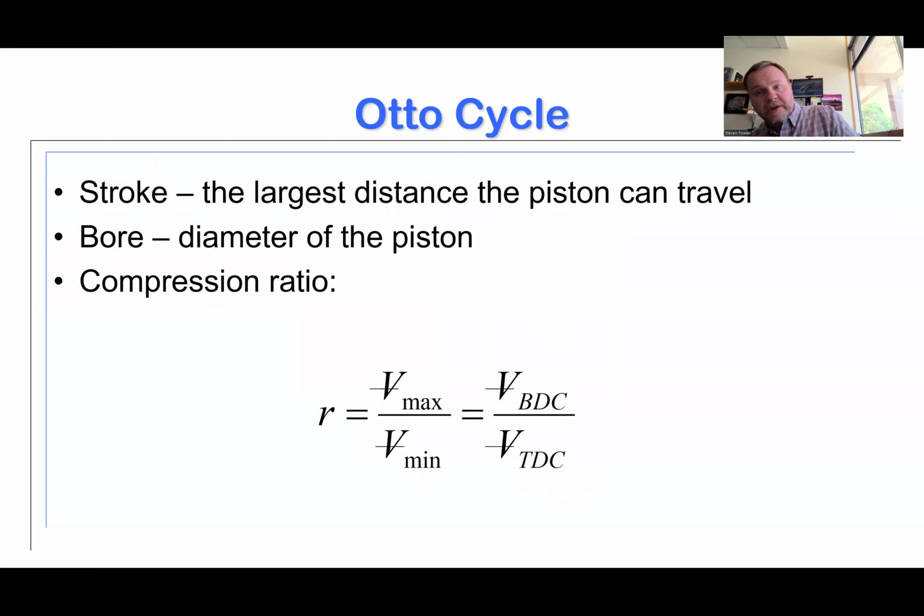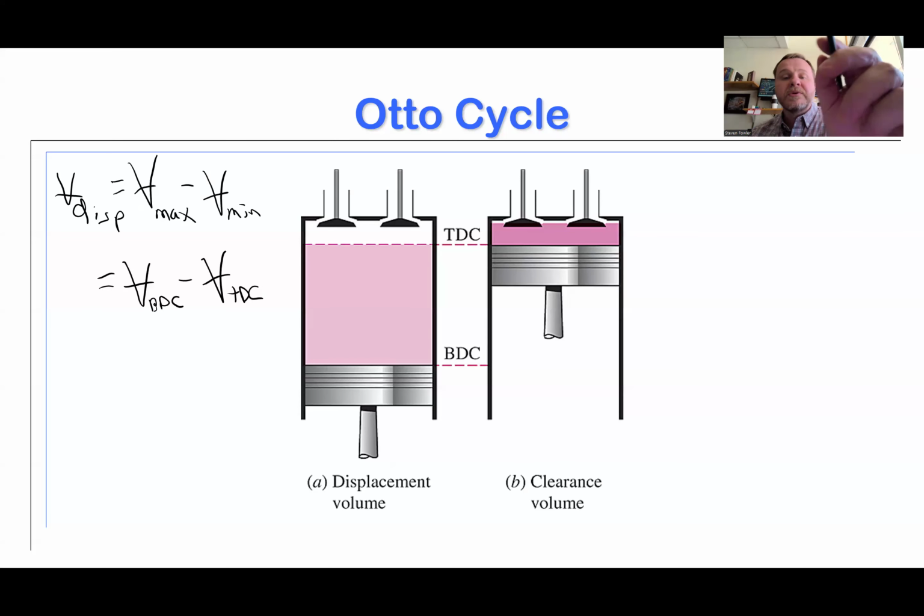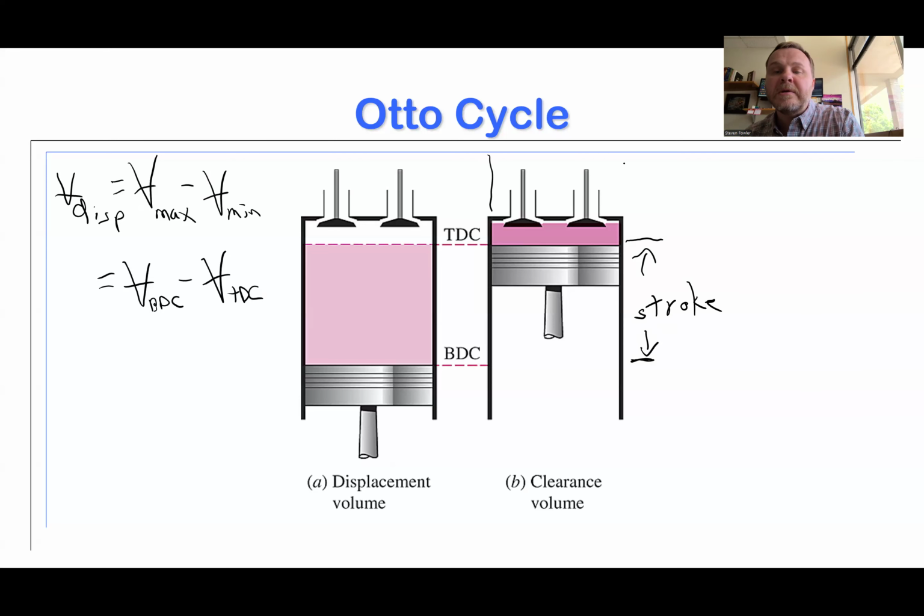If I go back a slide, let's put those on the diagram here. The stroke would be the distance from here down here, this is what we call the stroke. That is how far the piston travels to get from bottom dead center to top dead center. And the bore then is the diameter of the cylinder.